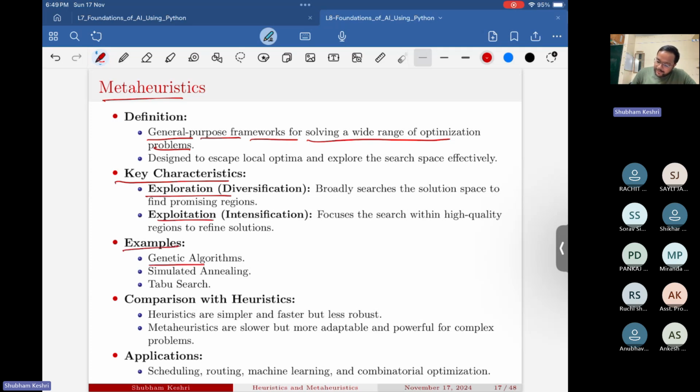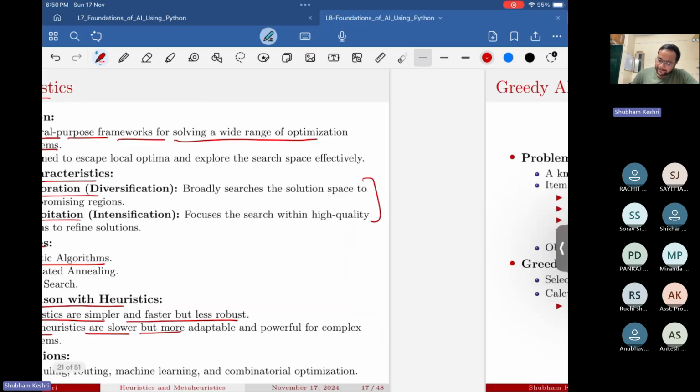What are some examples? Genetic algorithm, local search, simulated annealing, taboo search. These are some examples of meta heuristics. I'll show you what it is. Comparison with heuristics. Heuristics are simpler and fast, but less robust. Meta heuristics are slower. They can take more time than a heuristic, but can adapt to a very wide range of problems. Okay, so I've written some applications. So before coming to this exploration and exploitation, I will take you further and then I'll come back to talk about what is exploitation and what is exploration.